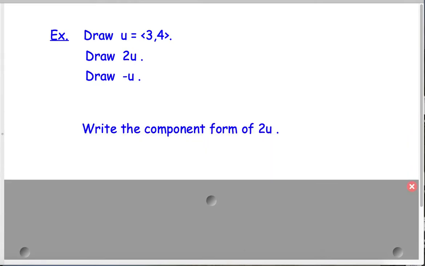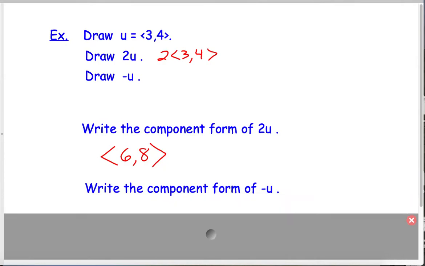Let's write the component form of 2u. Well, you can look back at it, but the component form went 3 and 4, and then it went another 3 and another 4, so it's going to wind up being 6, 8. And yes, you guessed it, to do a scalar times a vector, you just multiply that scalar times each component, the x component and the y component, and you get that.